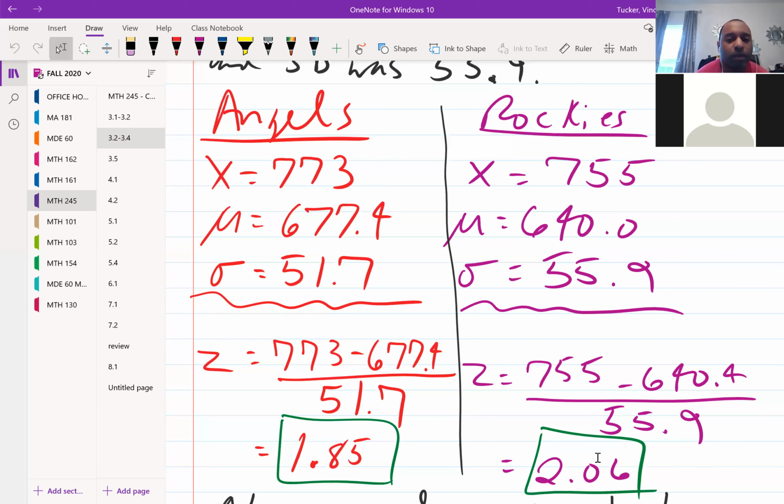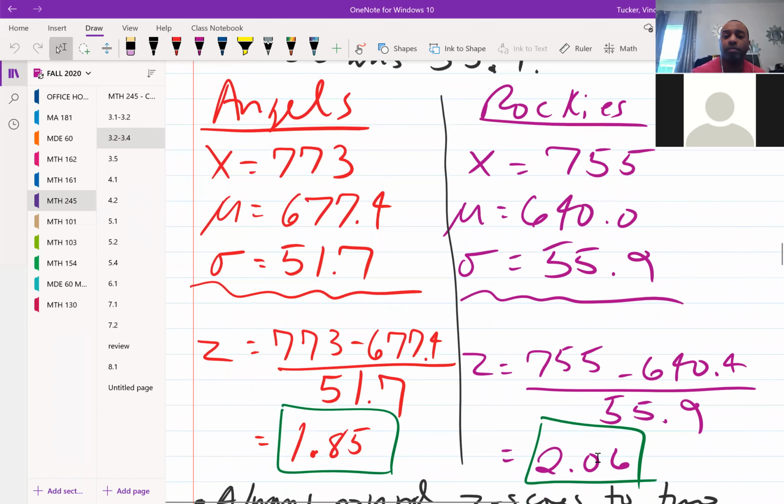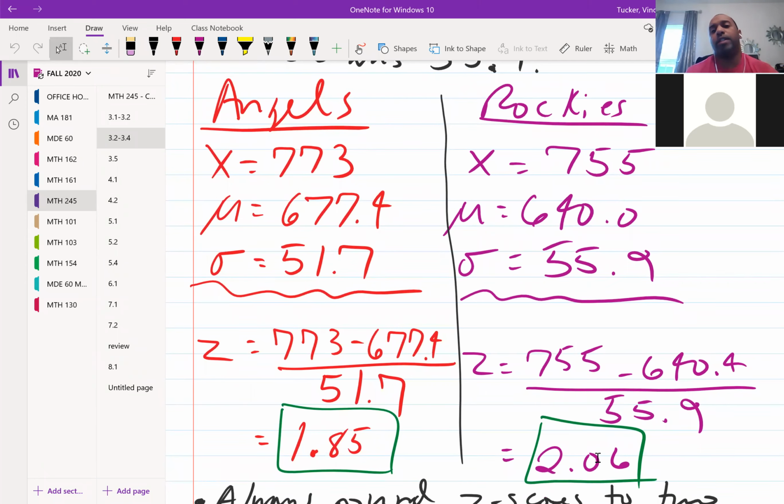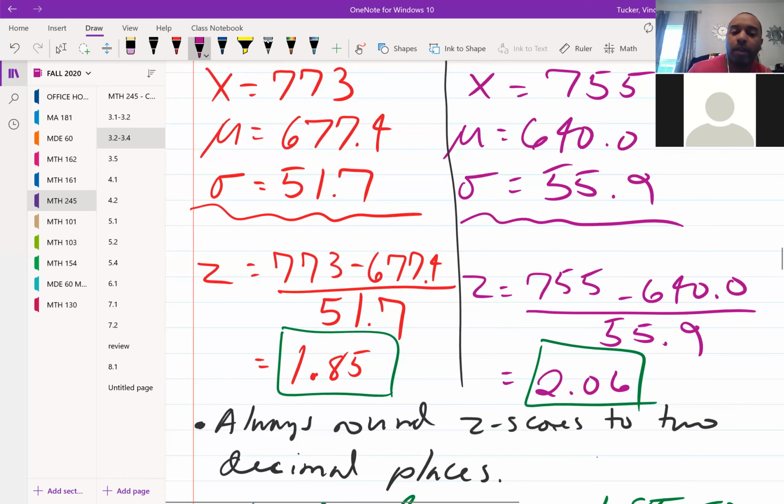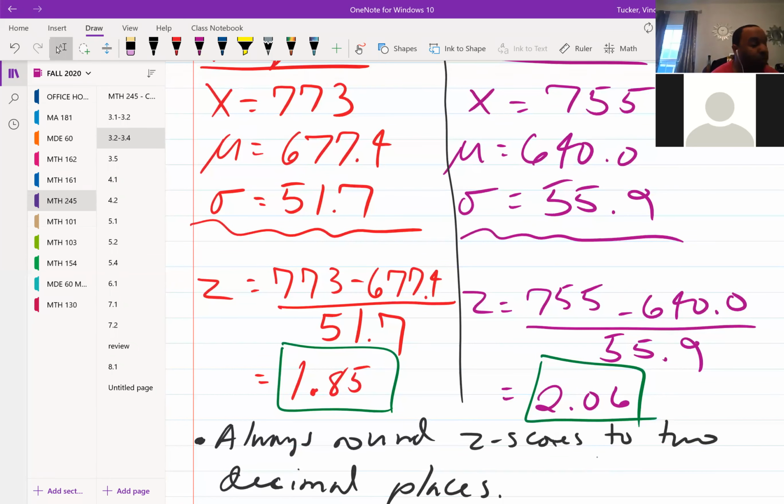For the Angels, 773 minus 677.4 divided by 51.7, and that'll give us 1.85 for the standard deviation. Then for the Rockies, 755 minus 640, and that's a 0.4 down there. That should be 0.4. That should be a 0. 640.0. And then divided by 55.9. That gives us 2.06. And also something that we're going to hold to is we're always going to round our z-scores to 2 decimal places.